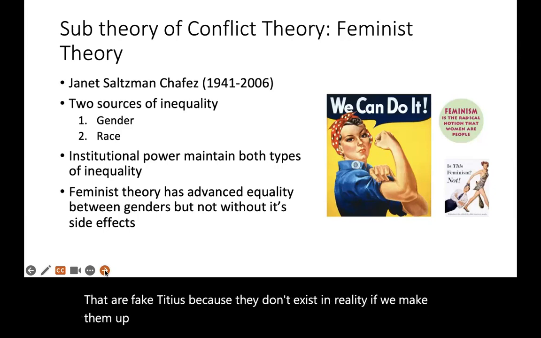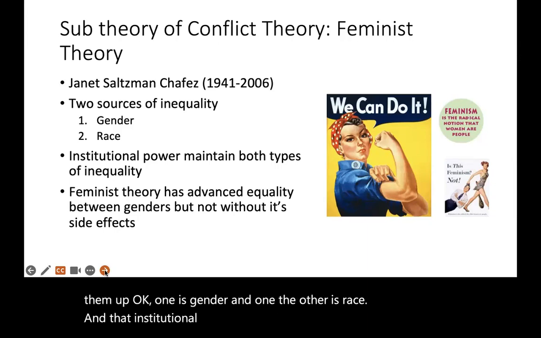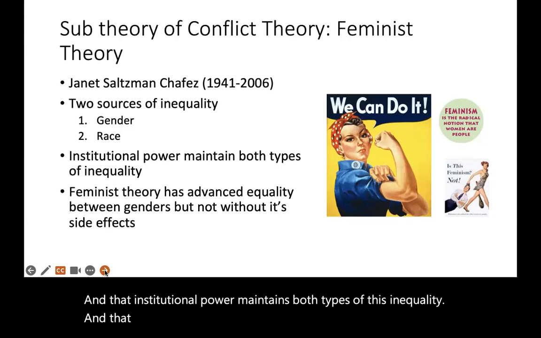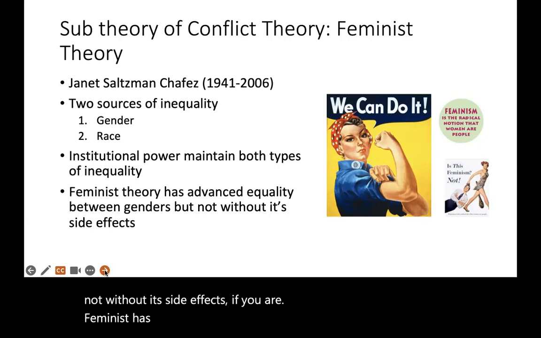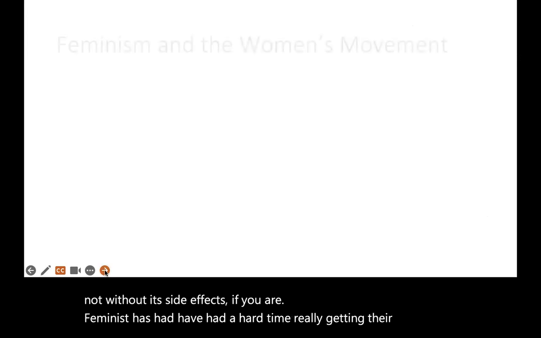Okay, one is gender and the other is race. And that institutional power maintains both types of this inequality. And that feminist theory has advanced equality between genders, but not without its side effects. Feminists have had a hard time really getting their message across.